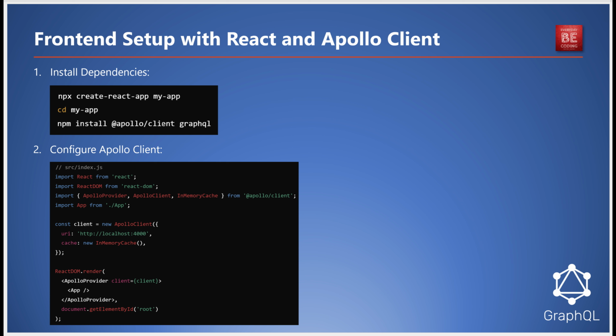Configure Apollo Client in your project. Import and from. Set up the client pointing to your local server's URL and wrap your application's root component with. This setup allows any component in your React app to access GraphQL data easily.